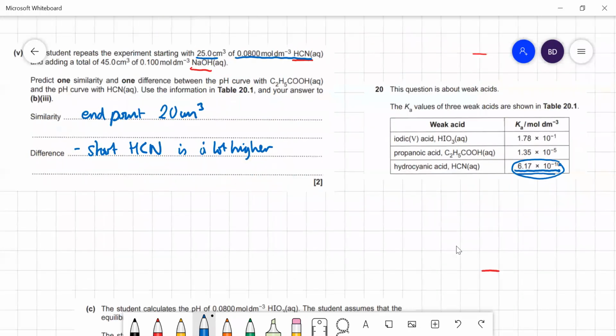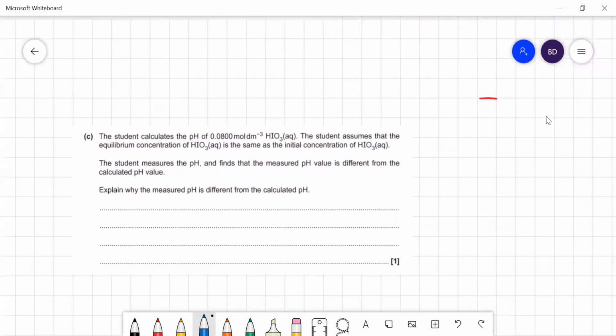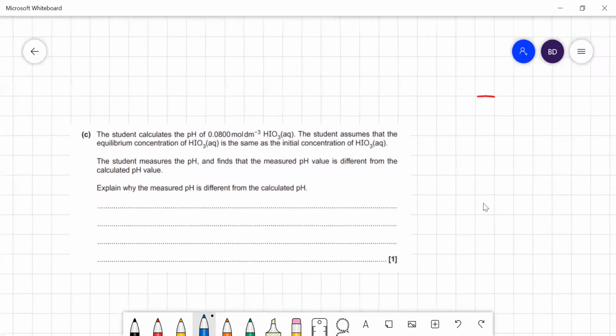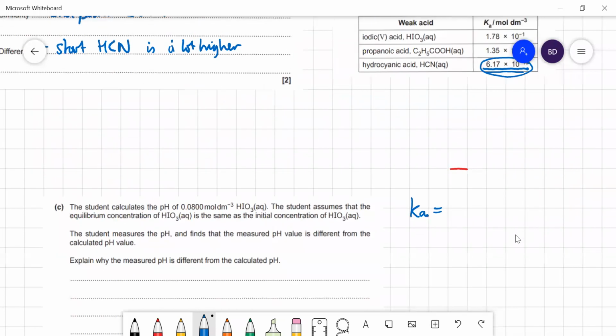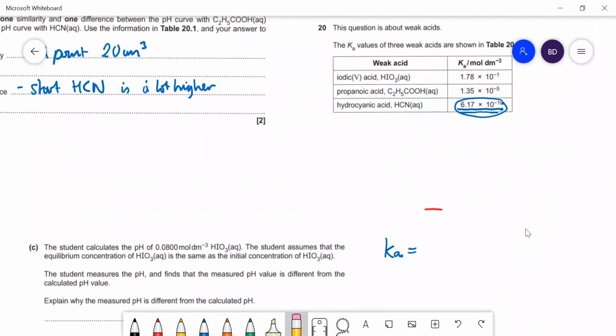Right, now this last question, I think I referred to this earlier, is a 1 marker, and it's quite hard. It says the student calculates the pH of iodic acid. Now, if you look at the Ka of iodic acid, it's actually pretty big. It's 1.78 times 10 to the minus 1. That is almost like a strong acid, whereas propanoic acid is way weaker than that. Don't forget, the bigger the value of the Ka, the more of the acid that dissociates.